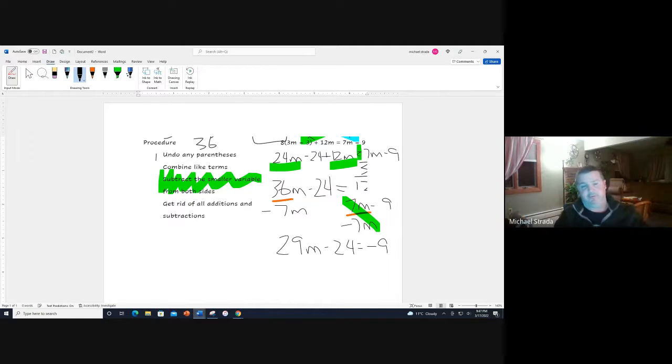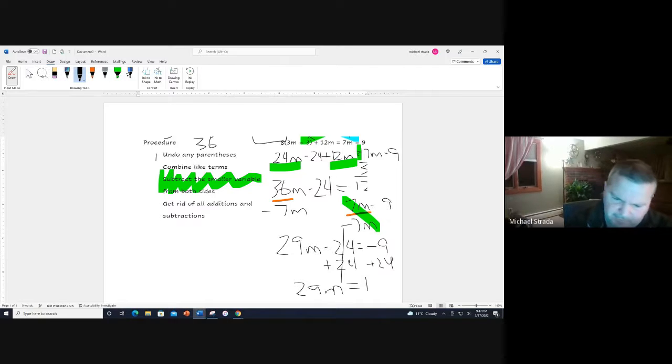Now, I tell my students to get rid of all additions and subtractions. It reduces your need for fractions. So this is a minus 24, so I would add 24 to both sides. Again, that'll cancel out that 24. So you'll have 29m equals 15.